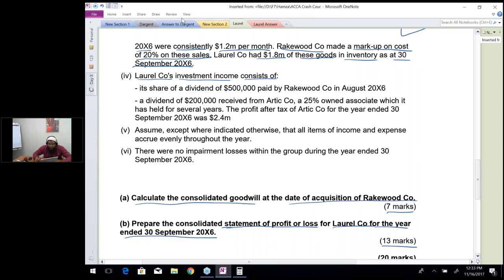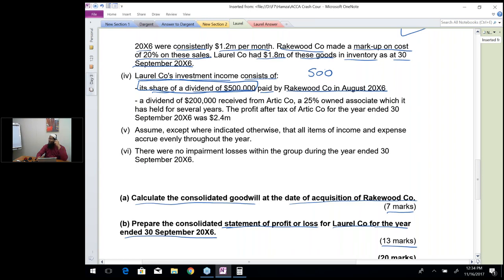Now the question says that Laurel Company's investment income consists of its share of dividend of 500,000 paid by Rackwood Company in August 2006. Its share of dividend of 500,000. So is this the dividend received by the parent or the entire dividend paid by the subsidiary? What do people think? Of parent only or the entire subsidiary?